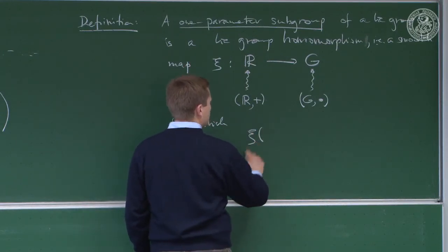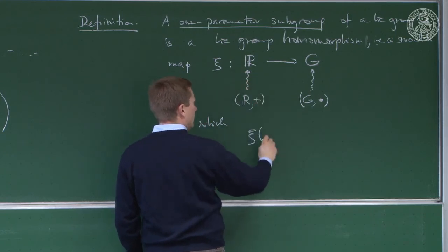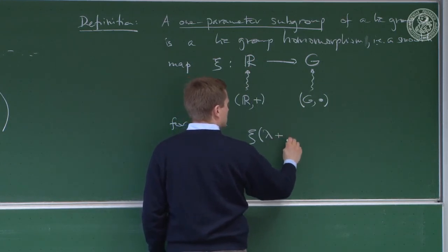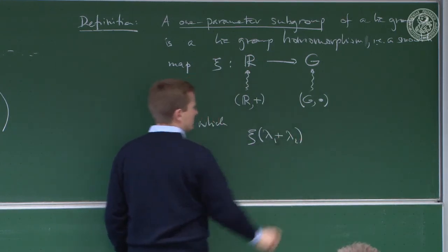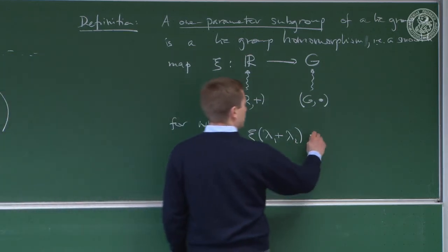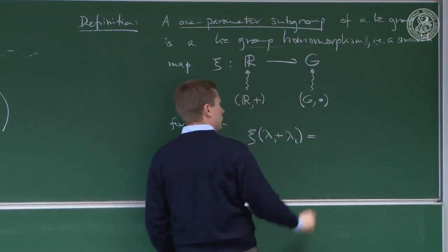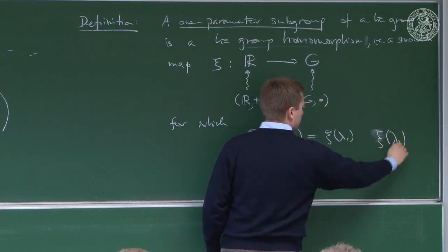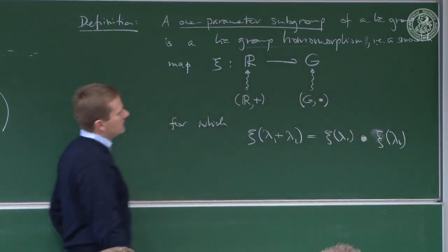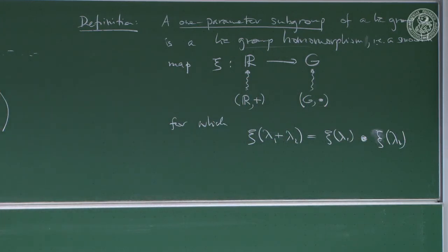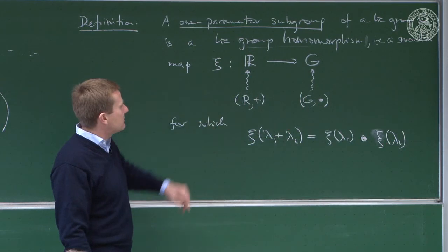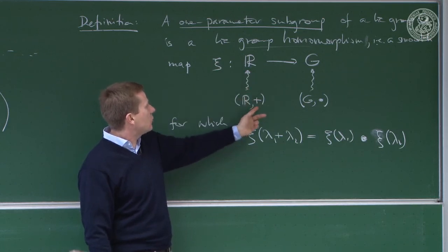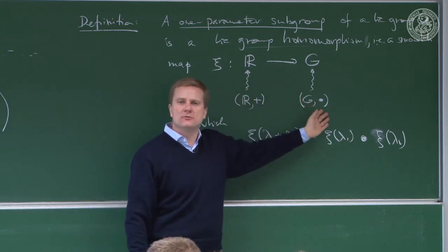It means you can first take elements in here and compose them. So in this case, it's say two parameters, two real numbers. And how do you compose them? Well, lambda 1 plus lambda 2, that's the group law. But you could have equally well, and that's the group homomorphism part, mapped first one of them and then the other one, and then combined the result using the group operation there. That's a group homomorphism. And any such thing is called a one-parameter subgroup. So if you want, it's the embedding of a one-parameter group into the big group. Okay?